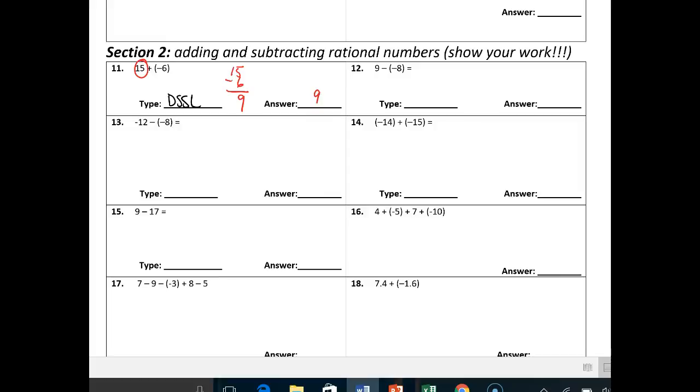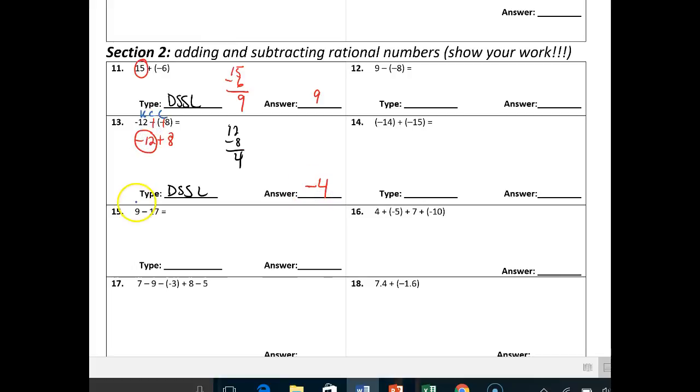This problem here, I have a subtraction sign. Immediately something should go off in my head. I need to KCC, so negative 12 plus positive 8. Maybe I'll rewrite it just to make it look better for me. And that is, again, DSSL. So I'll do 12 minus 8, which is 4. This time I had more negatives, so my answer is negative 4.